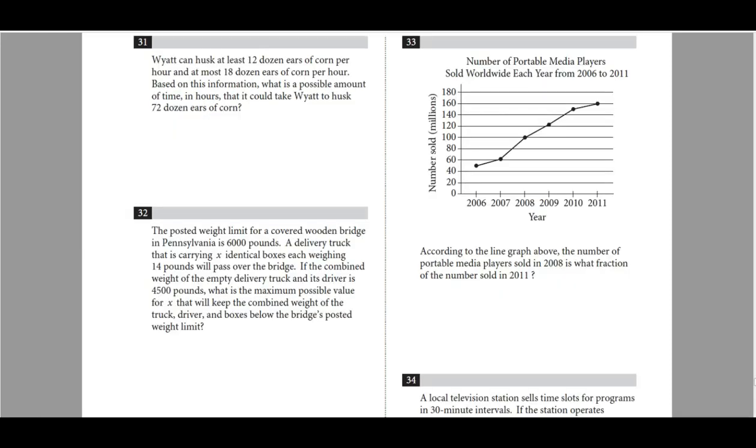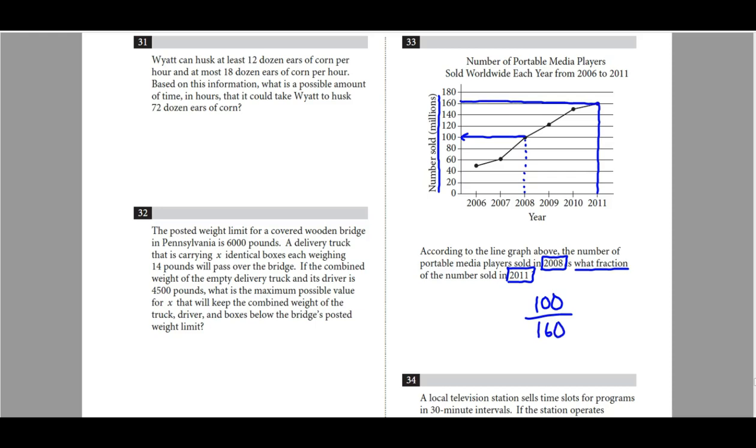Okay, number 33, we have a graph here with the year, and it looks like we have the number of units sold of portable media players, 06 to 11. According to the line graph above, the number of portable media players sold in 2008 is what fraction of the number sold in 2011? Well, we go over here to 2008, and that is 100. And then we are comparing that, what fraction sold in 2011, which is 160.